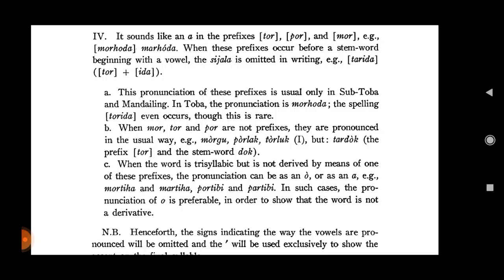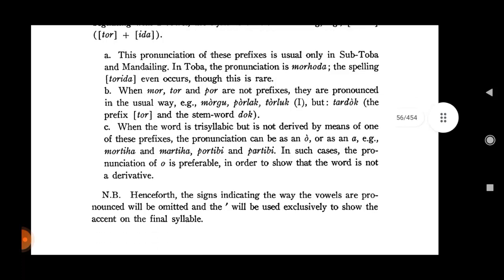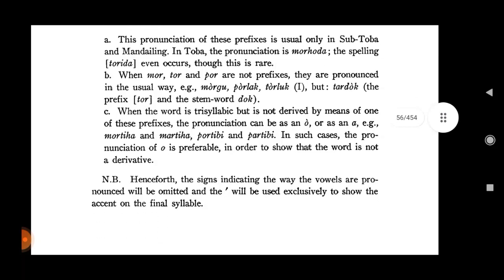When the prefixes occur before a stem word beginning with a vowel, the final consonant is omitted in writing: igi, tarida, tuida. This pronunciation of these prefixes is usual only in Sub-Toba and Mandailing. In Toba, the pronunciation is more hoda. The spelling togida even occurs, though this is rare.